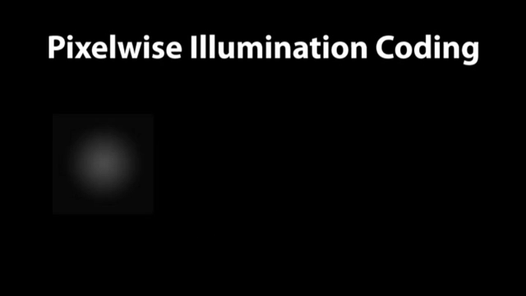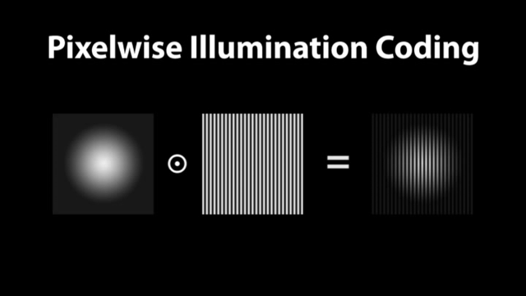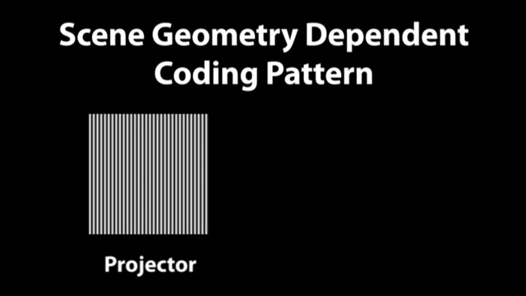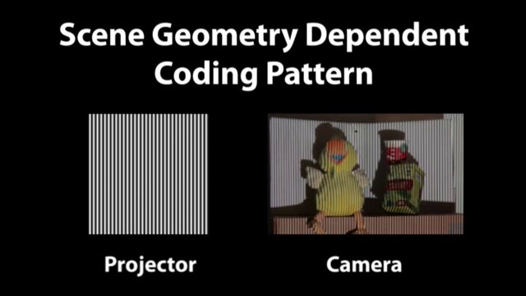In the coding process, we pixel-wise multiply a structured light coding pattern with illumination at the projector imaging plane to uniquely encode each illuminant. However, for most structured light patterns, scene geometry can introduce variations in frequency and phase of the projected patterns, which makes decoding difficult.